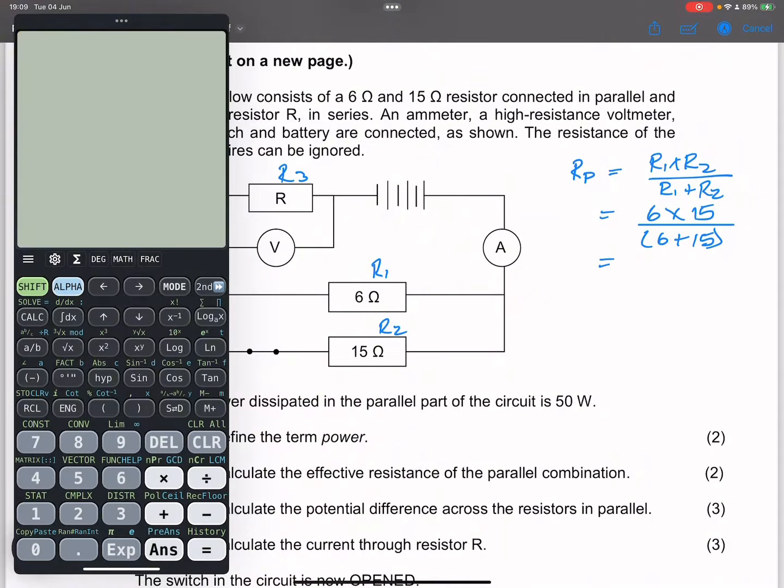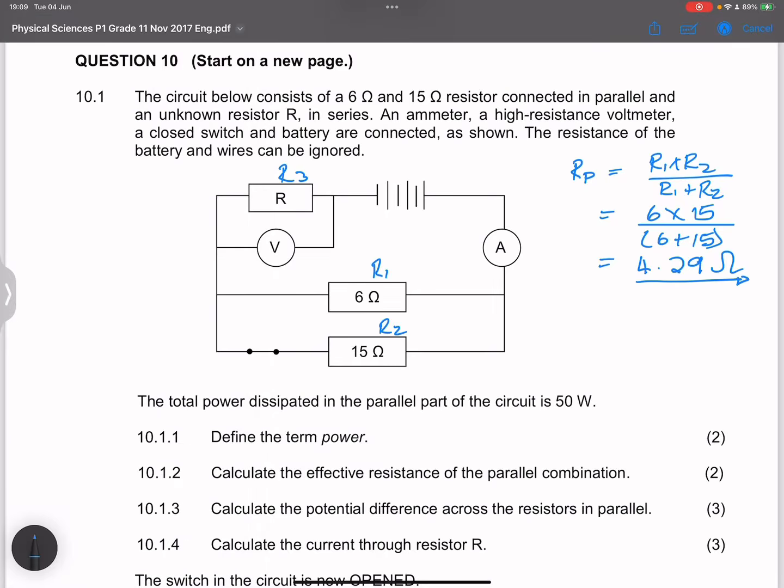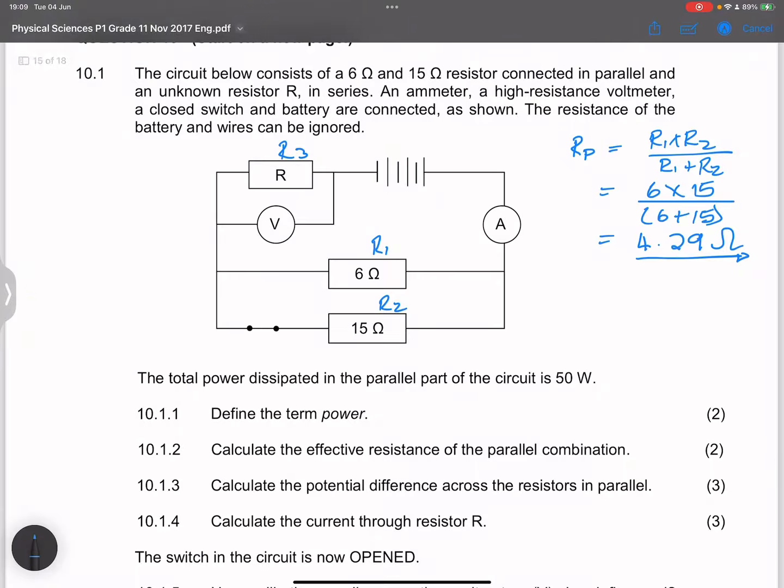So I am going to say, well, this is 6 times 15, divided by 6 plus 15. And so that gives me a resistance of 4.29 ohms. Okay, right, so that is the effective resistance of our parallel resistors. Okay, so let's go to the next one. They say calculate the potential difference across the resistors in parallel.